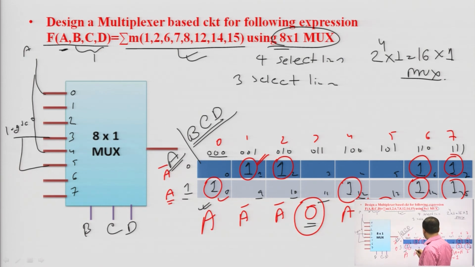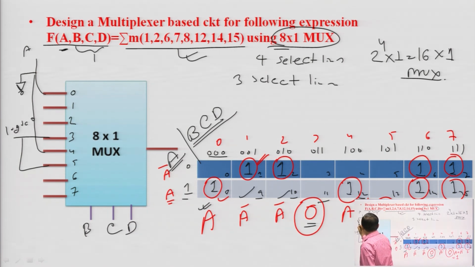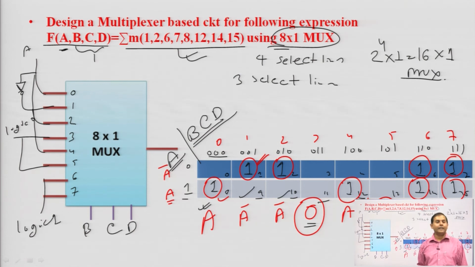Then A bar is 1 and 2, 1 and 2 is A bar. So, here we can put A bar at 1 and 2. Now, 6 and 7 is connected to logic 1. So, this is the final design. We have implemented it, and these all values are A.